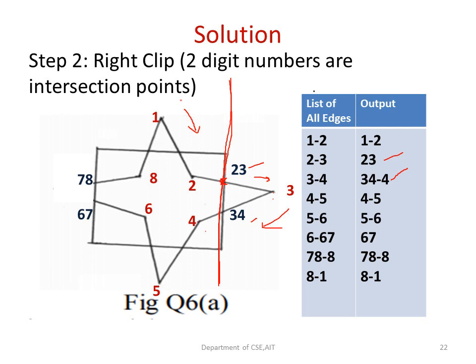So 2 to 3 is from inside to outside. So we get the output as the intersection point, that is 23. And 3 to 4 is the line from outside to inside. So we are going to consider the part which is present inside, that is 34 to 4. The rest of the edges will not be affected in this right clip. They will remain the same. Only 2 edges are affected.